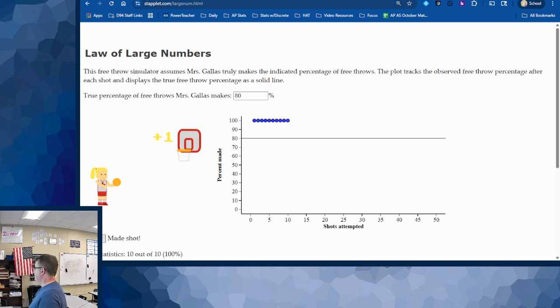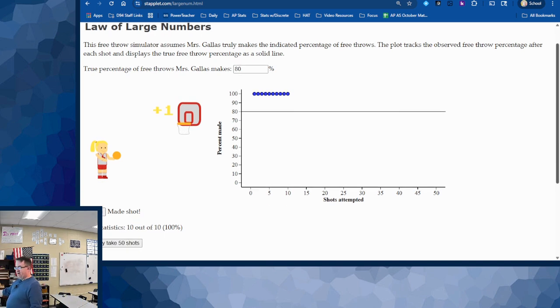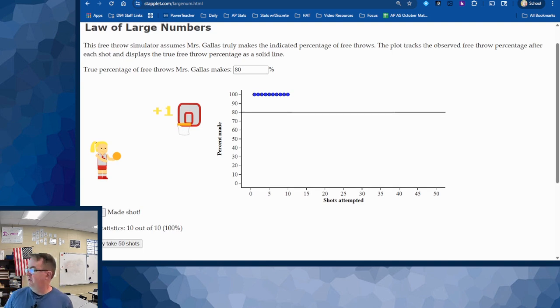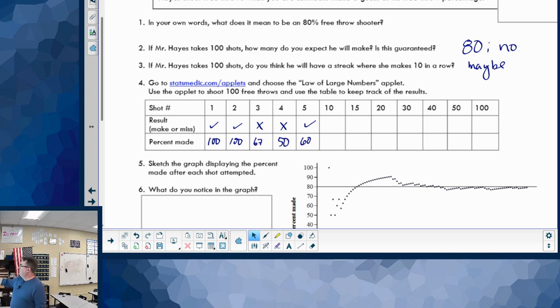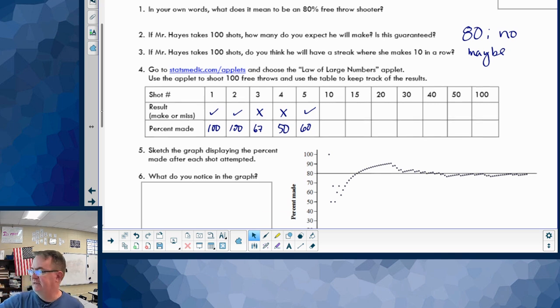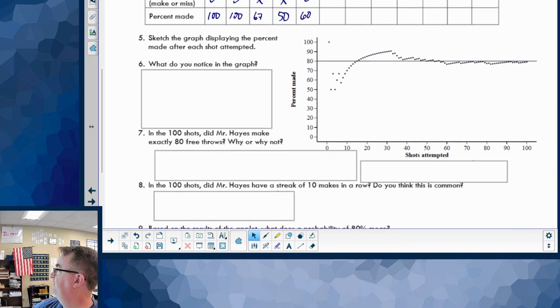And you're going to keep doing that up through 50. Once you get to 50, there's a button further down here that will allow you to take 50 shots at once, okay? Once you do that, come on back. Down over here, I put a set of data that I had. So go ahead and write down what you noticed, and then go through and see if I made it, and fill out 6, 7, and 8.